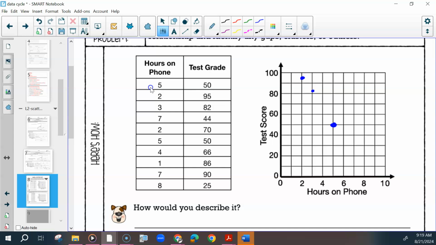44 would be the same thing. So over to 7, up to 40. Kind of a little under the halfway mark. Try to make it look like that. It's okay if it doesn't. 2 and 70 is nice, right on the line.